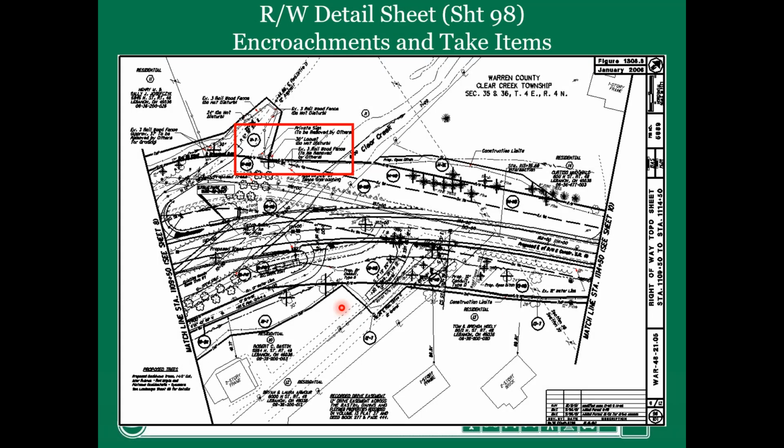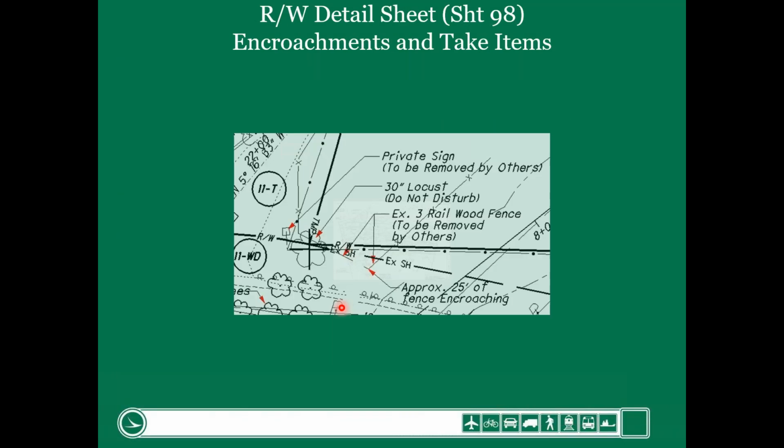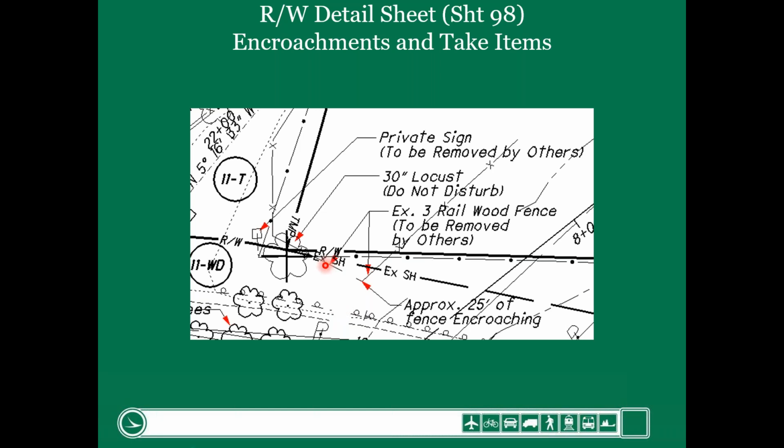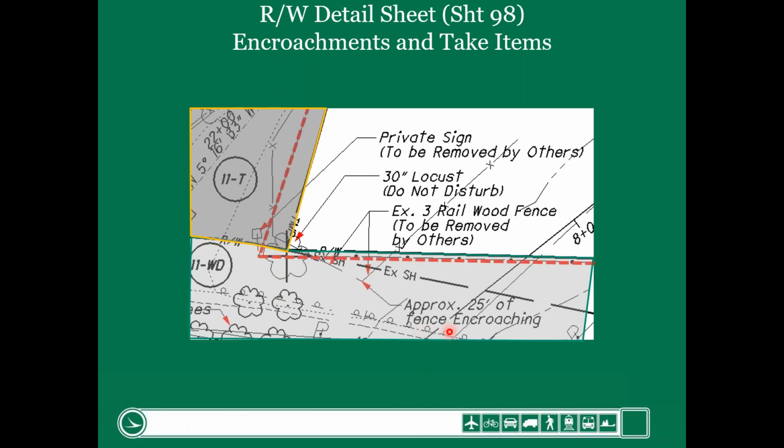I'm going to zoom in here just a little bit closer to the same area that we were just looking at, and I'll help you highlight. This is parcel 11WD. Here's 11T again, and then there's the construction limits. But what I want to show here is once you zoom in closer, you'll see there's a private sign to be removed by others.